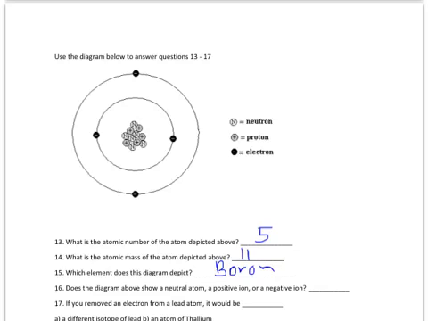Does this diagram show a neutral atom, a positive ion, or a negative ion? Well, let's just see here. I've got 1, 2, 3, 4 negative particles, those being electrons, and 1, 2, 3, 4, 5 protons. So overall, I have one extra positive thingy. So it is a positive ion. Sorry for the messy writing.